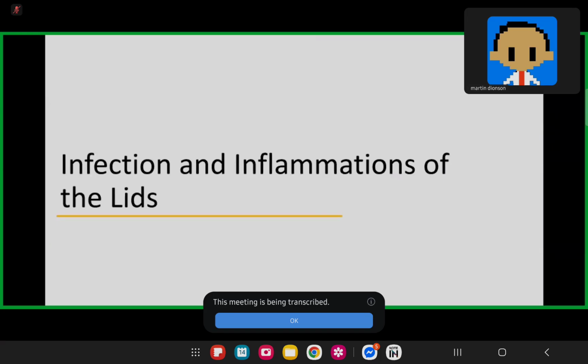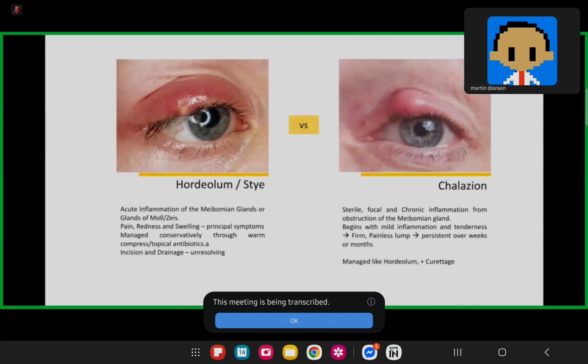Okay, so let's now talk about common infections and inflammations of your eyelids. Number one, you have your hordeolum or sty versus your chalazion. These are the two common infections that you would see in patients with eyelid problems. These are the differences, as seen in your slides. Your sty and hordeolum are the same, those are just different names. And chalazion is similar, but different.